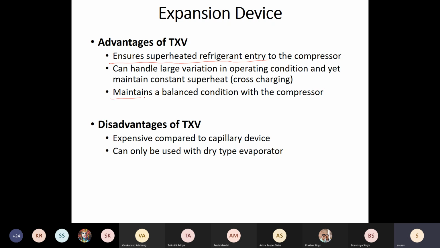Yeah, so it tries to at least maintain a balanced condition. Sometimes that's why this expansion device is also called a balanced expansion device. Whenever it senses flooding in the evaporator, it will try to close the valve. Whenever it senses that the evaporator is getting starved, hence the superheat is increasing, then it will try to open the valve more. So it tries to maintain the balanced condition.